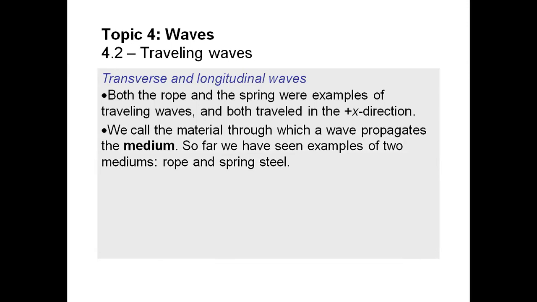We call the material through which a wave propagates the medium. So far, we have seen examples of two mediums, rope and spring steel. This definition is also important. So we need a medium for waves to travel, not for all waves, we will see soon, but for some waves we need a medium to travel. That definition is important.